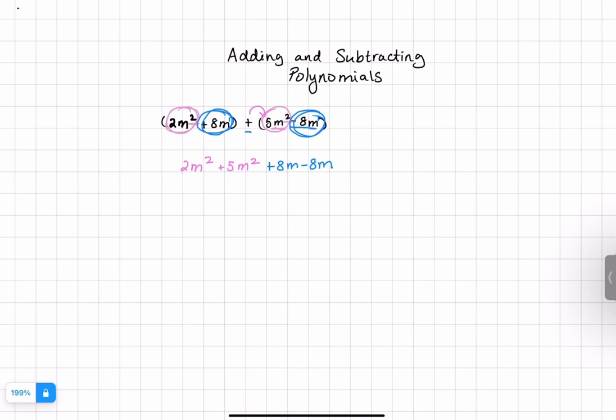So 2 plus 5 is 7, and then you don't add the m, so it just becomes m squared. You just leave the exponent as it is. And then for positive 8m minus 8m, it would just be 0. Plus or minus 0m, which is basically 0, since 0 times any number is 0. So your final answer would be 7m squared.